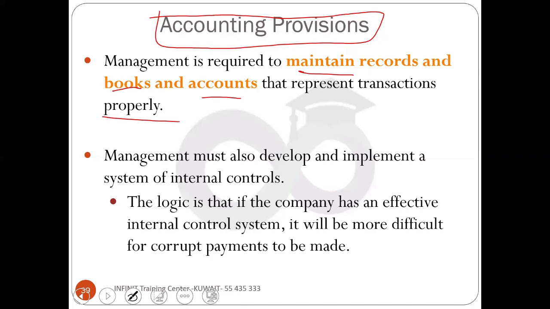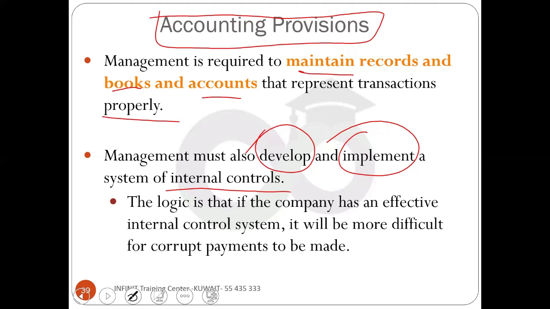Also, management should develop and implement a system of internal control. So why is it coming under the FCPA? When you have proper internal control, for example, if you want to make a payment, there should be proper quotations taken from some 3-4 companies. Out of these, one quotation will be approved by the concerned person. And once it is approved, a PO should be raised, and certain people need to sign on the PO.